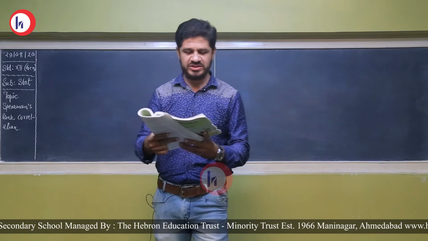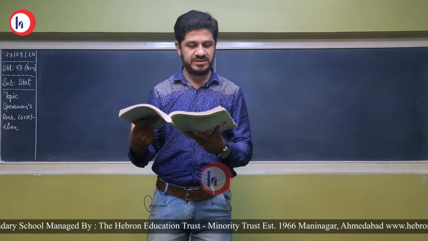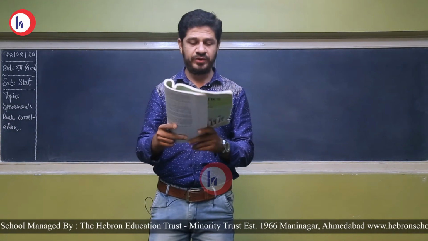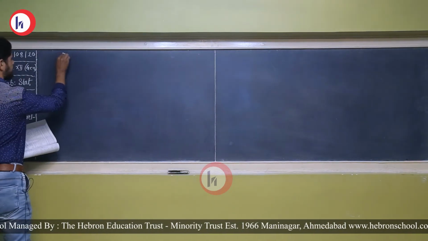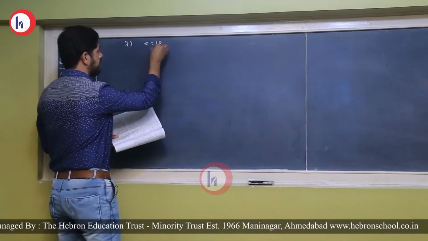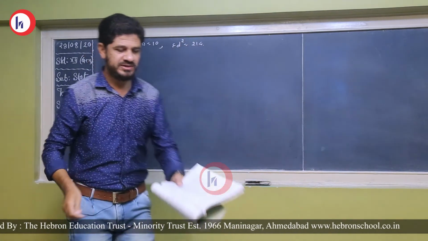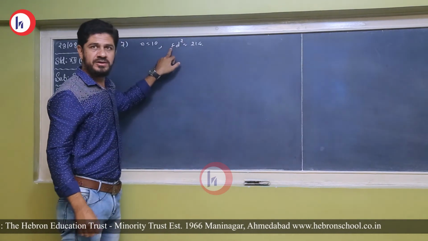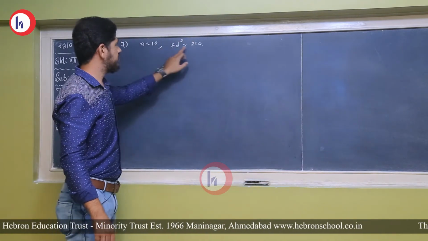10 contestants are ranked in a beauty contest by 2 judges, and the sum of squares of differences in the rank is found to be 214. 10 contestants, so n is equal to 10. Now sigma d square is given, 214. What is d? d is a difference, then square is d square. The sum is sigma. So the sum of squares of differences is given, 214.